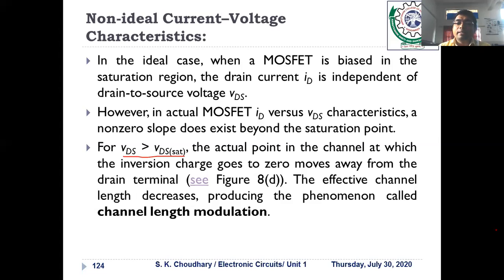So the actual point in the channel at which the inversion charge goes to 0 moves away from the drain terminal. If you remember, when we learned the operation of the N-channel E MOSFET, at that time we saw that when you increase the drain to source voltage beyond the pinch off voltage, the inversion point in the channel starts shifting leftward. If you do not remember, we will see it again.